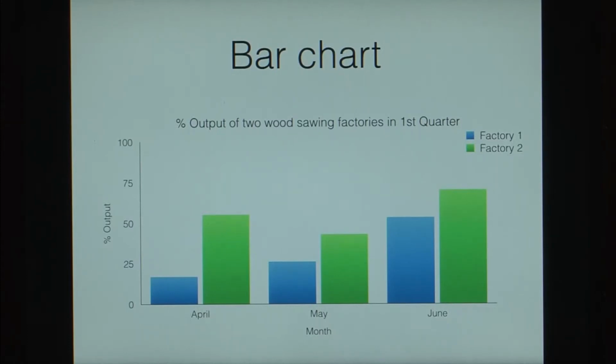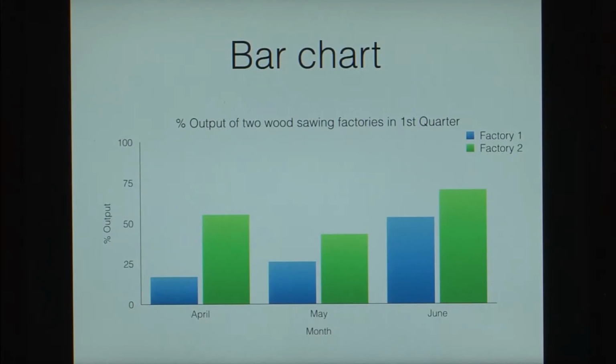So, in the case of factory 1, we can see that the percentage output goes on increasing with the months. The output of May is greater than that of April and the output of June is greater than that of May. But in the case of factory 2, the output decreases from April to May and then increases again from May to June. So, a bar chart makes it very easy to interpret these data. It would be extremely difficult if we showed these data in the form of tables only.